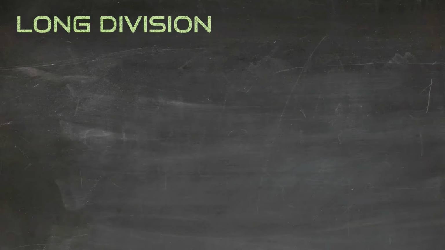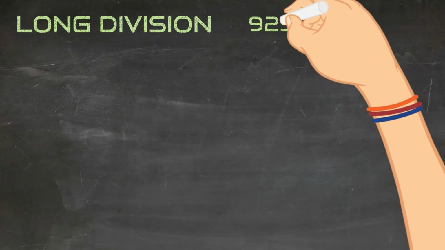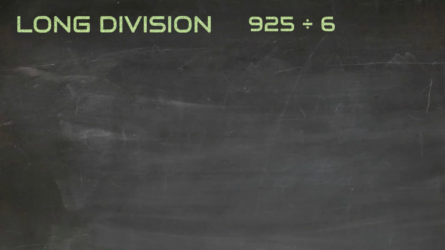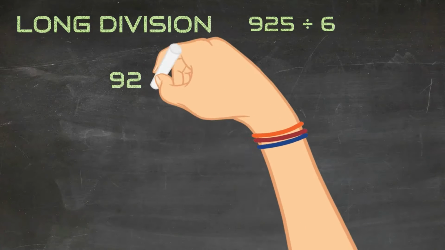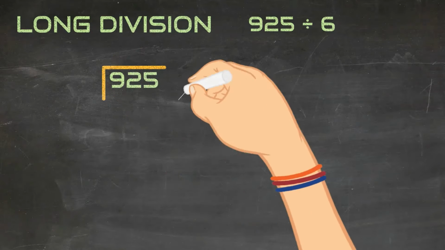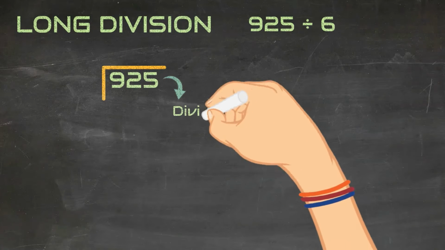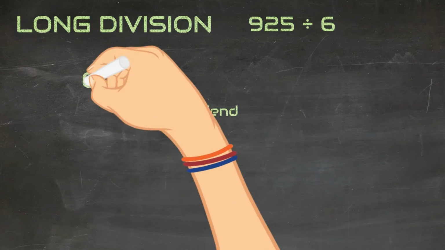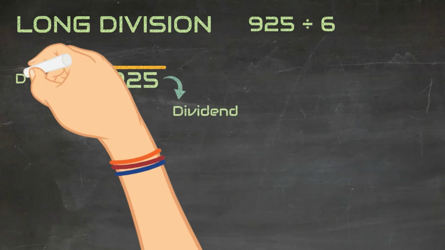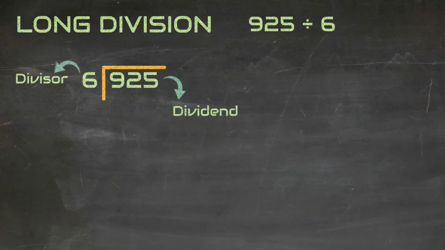Let us start with 925 divided by 6. In performing the long division, the expression has to be rewritten to accommodate the process. The dividend, 925, is written within an enclosure representing the division symbol, and the divisor, 6, is written on the left side. This is then read from right to left, as 925 divided by 6.